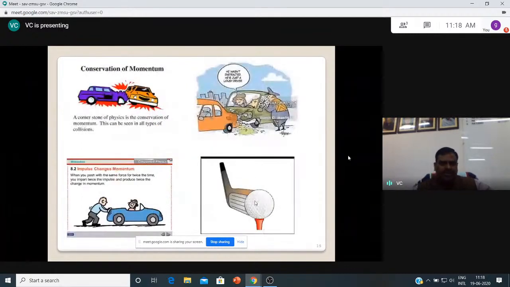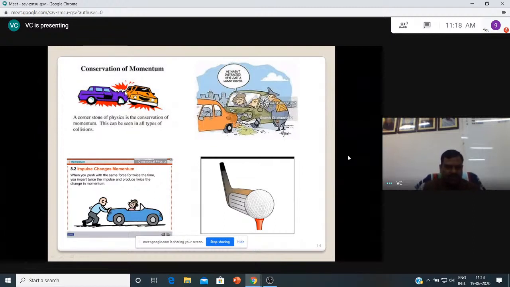The conservation of momentum is a cornerstone of mechanics, where two bodies are hitting. There is a transformation of momentum from one body to the other body. This is what is called the conservation of momentum. That also we'll try to discuss, and collisions. These all are there in our syllabus.